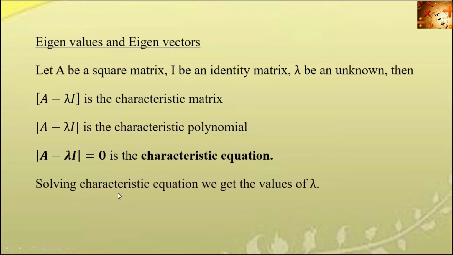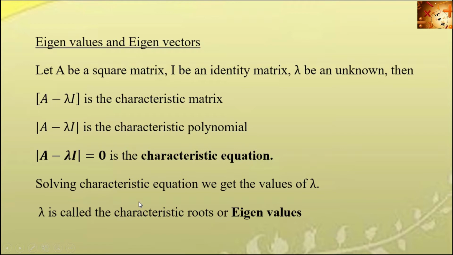Solving the characteristic equation, we get the values of lambda. These values of lambda are called the eigenvalues or characteristic roots. So to find the eigenvalues of a square matrix A, first of all write the characteristic equation, determinant of A minus lambda I equal to 0, then solve for lambda. If A is a square matrix of order 2, then we have 2 eigenvalues. Similarly, if A is a square matrix of order 3, then we have 3 eigenvalues. Corresponding to each eigenvalue, we can find the corresponding eigenvectors.